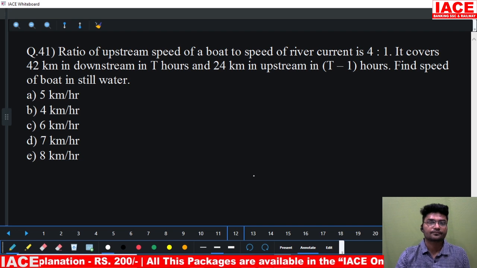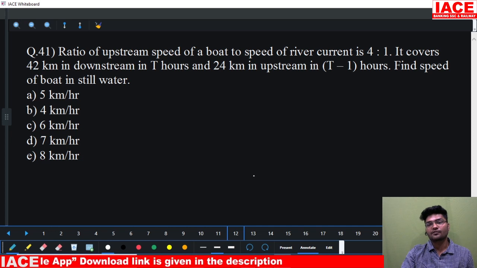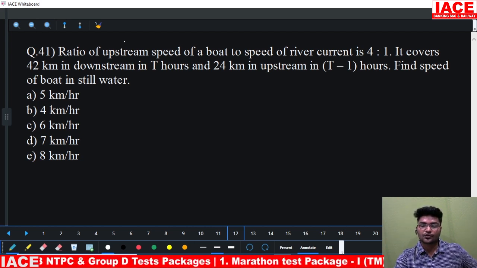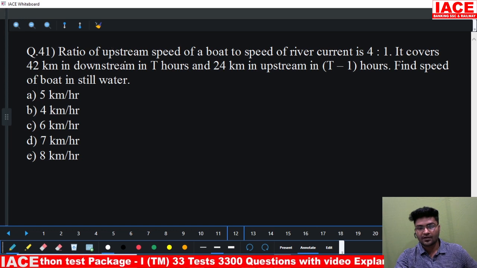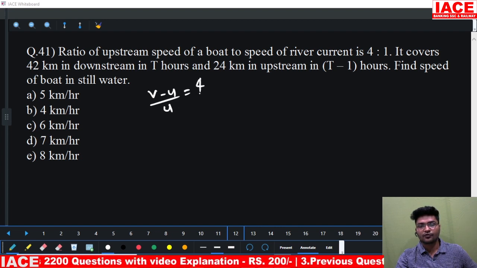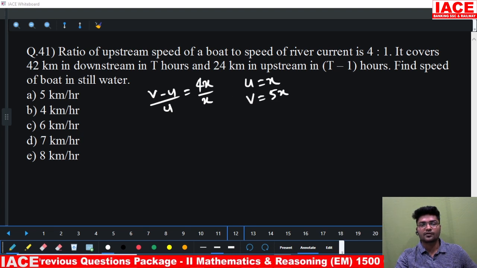Question number 41. The ratio of upstream speed of a boat to the speed of the river current is 4 is to 1. That means upstream speed is V minus U, divided by the speed of current, which is U. This ratio is given 4 is to 1, so I'll make this 4x by x. If U is x, V will be 5x, because V minus U is 4x. If U goes to the other side, V becomes 5x.